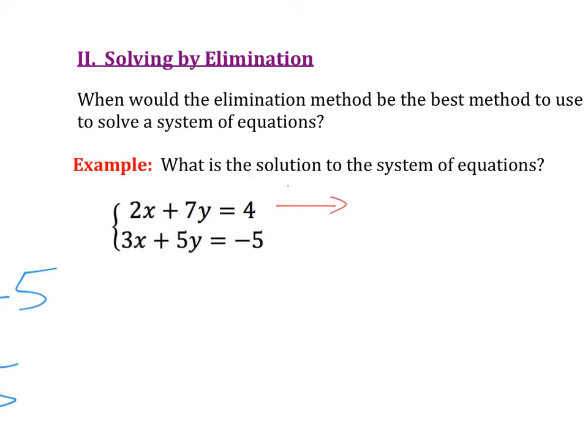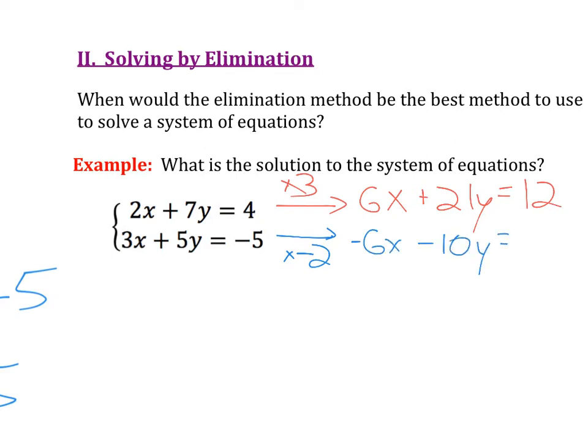So if I multiplied everything in this top equation by 3, that would give me 6x and 21y equals 12. I haven't really changed the value of the equation, I just kind of beefed it up by a multiple of 3. In that bottom equation, to turn a 3 into a 6, I'd have to multiply by 2, but I want it to be negative because they need to be opposites. So I'm going to multiply by negative 2. That's going to give me negative 6x, negative 10y, and then a positive 10 over here.